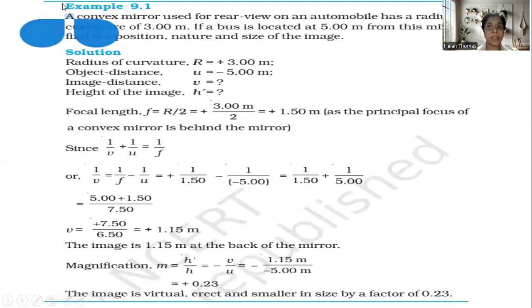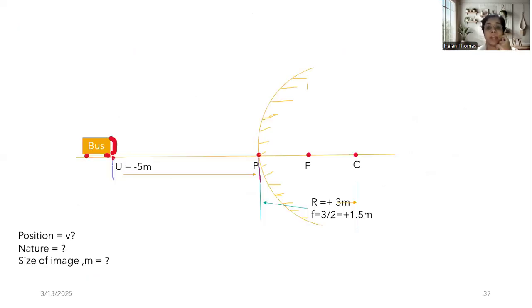The first example: the convex mirror used for rear view on an automobile has a radius of curvature 3 meter. If a bus is located at 5 meter from this mirror, find the position, nature, and size of the image. So here we have a convex mirror, the rear view mirror of the automobile.